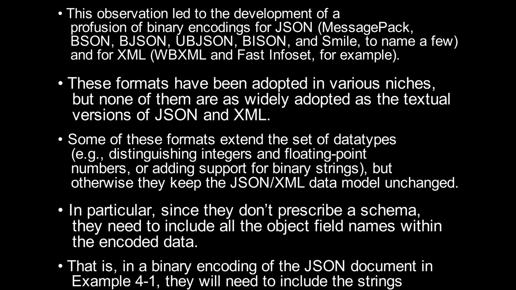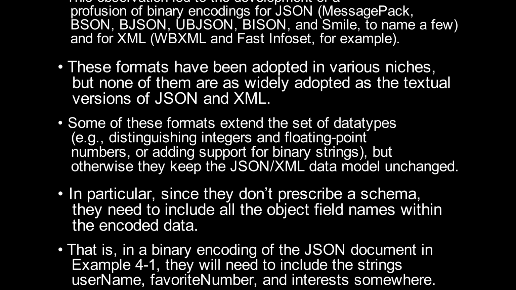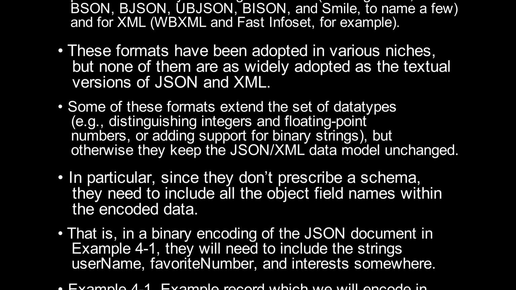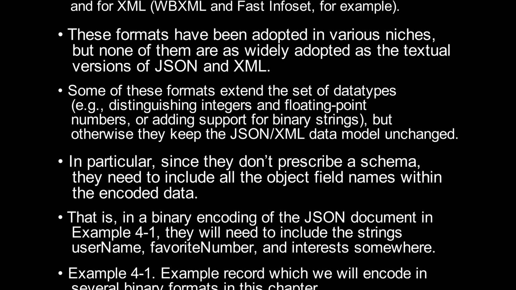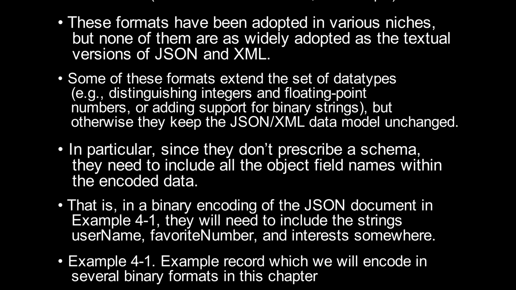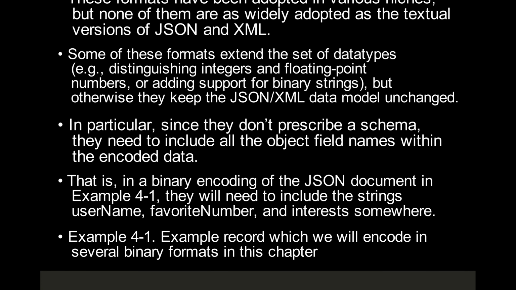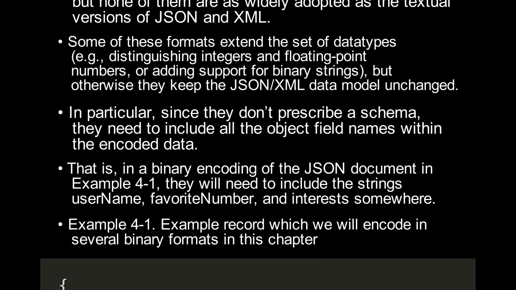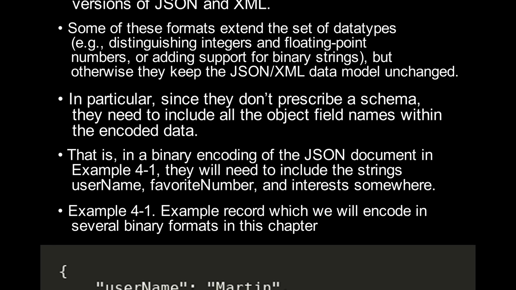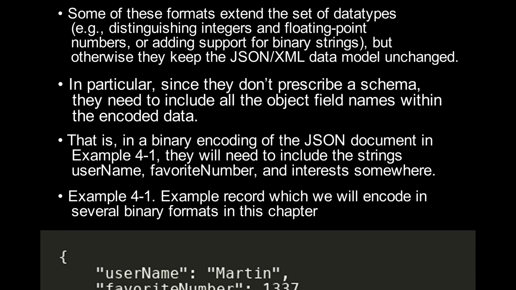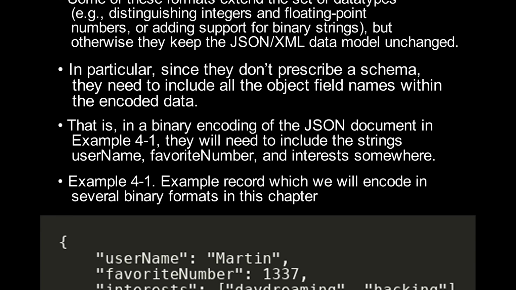In particular, since they don't prescribe a schema, they need to include all the object field names within the encoded data. That is, in a binary encoding of the JSON document in Example 4-1, they will need to include the strings userName, favoriteNumber, and interests somewhere. Example 4-1: an example record which we will encode in several binary formats in this chapter.